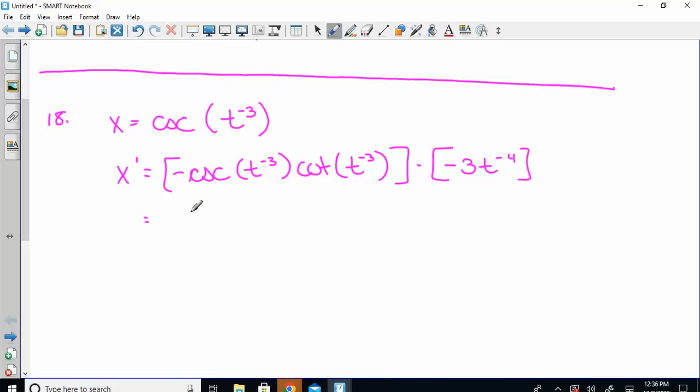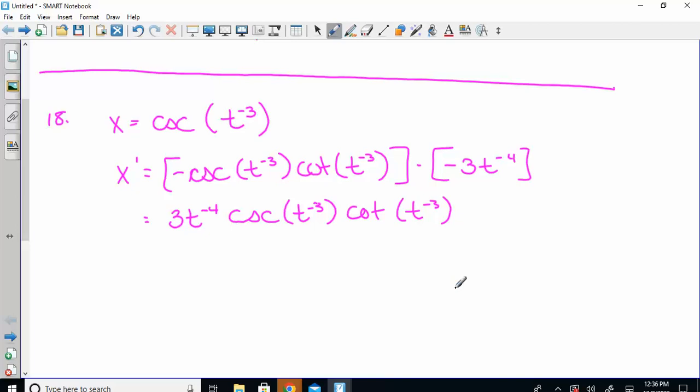So this is just like a negative 1 times a negative 3, so it would be 3t to the negative 4. Oops. Cosecant t to the negative 3, cotangent t to the negative 3. Okay, so when you do look at the derivative, you have to do it with the inside too.